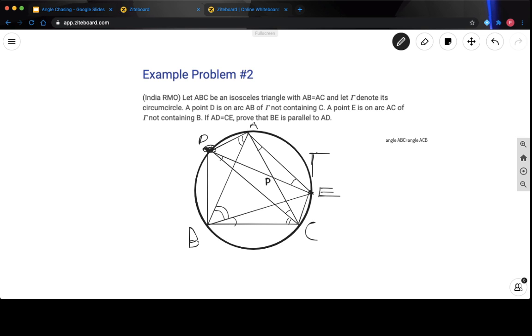But this is our goal. So what we wanted to show was that the angle DAB was equal to angle ABE, right? Because that implies that DE is parallel to AD. But now we're done, since we've shown that angle DAB is equal to angle ABE. So this proves that BE is parallel to AD.